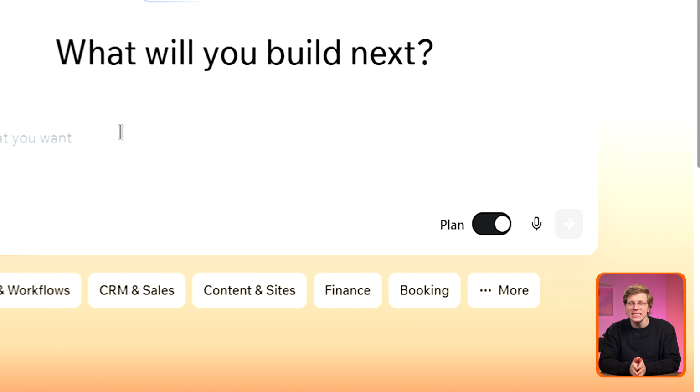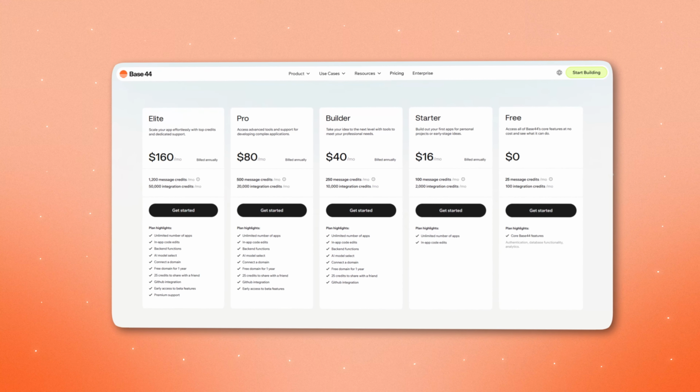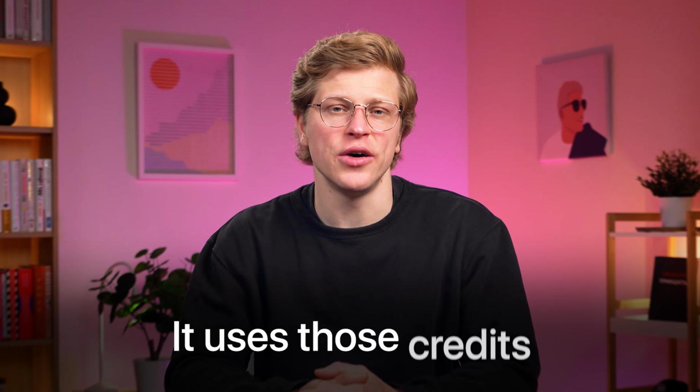Planning the app. Before we build anything, I want to show you something that will save you both time and money. See this toggle right here? This is plan mode, and this is where we are starting. Now, Base44 runs on a credit system. On the free plan, you get 5 message credits a day, and every time you ask the AI to build or change something, it uses those credits.